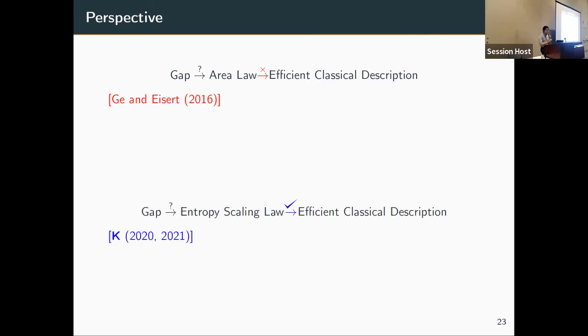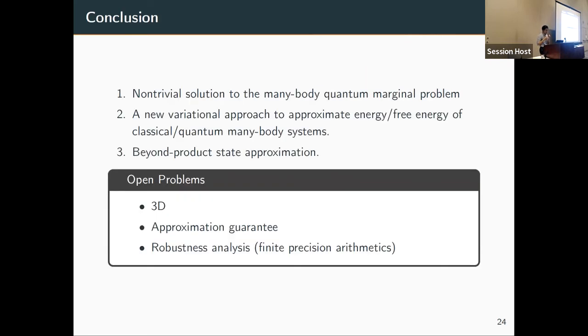And here we're trying to do something similar, but slightly different. What we're trying to do is start from gap to this entropy scaling law, which will probably be significantly harder. But if you assume that's true, then you get a little bonus that you get an efficient classical description for free. So that's what I think about this work.